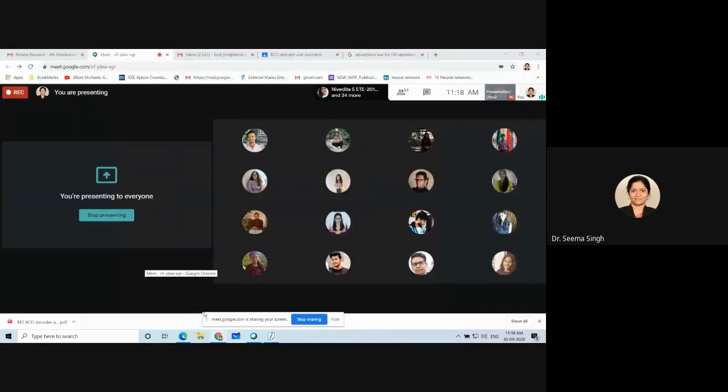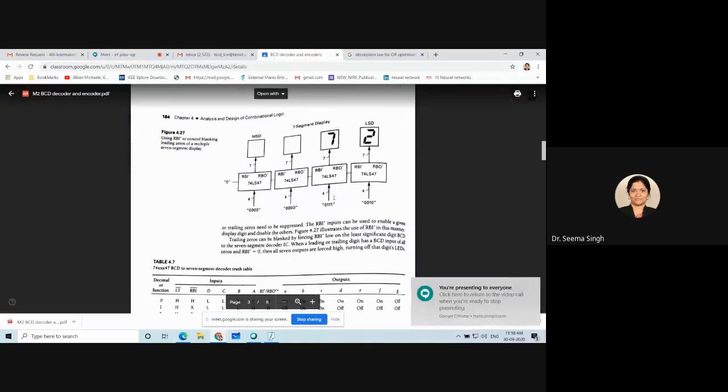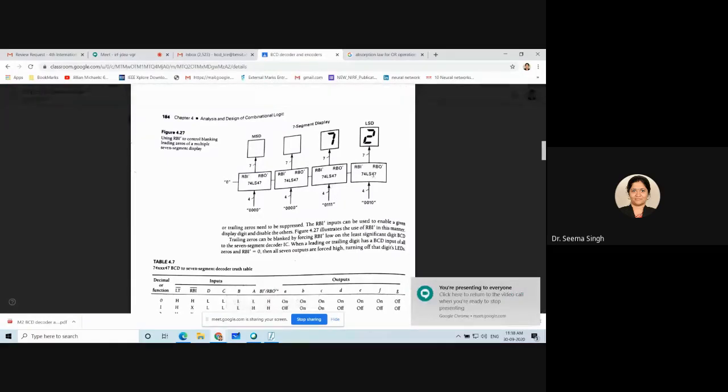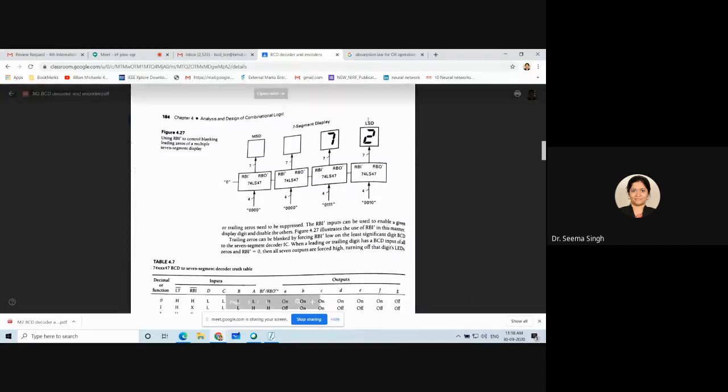Now if I want to do this, I am showing you this diagram in which we have an IC 74LS47, which takes this binary value and displays this. So you people have made a circuit.